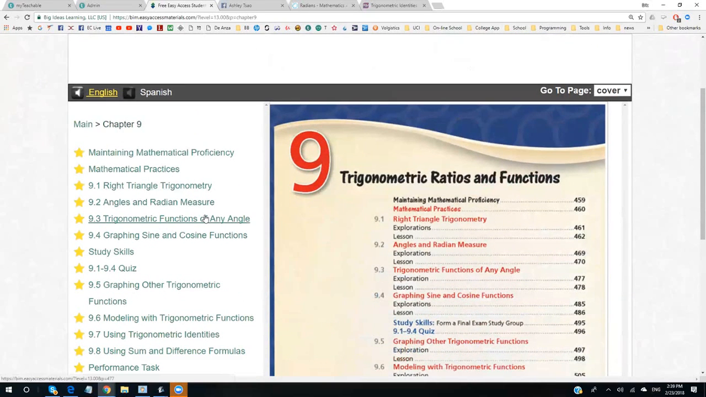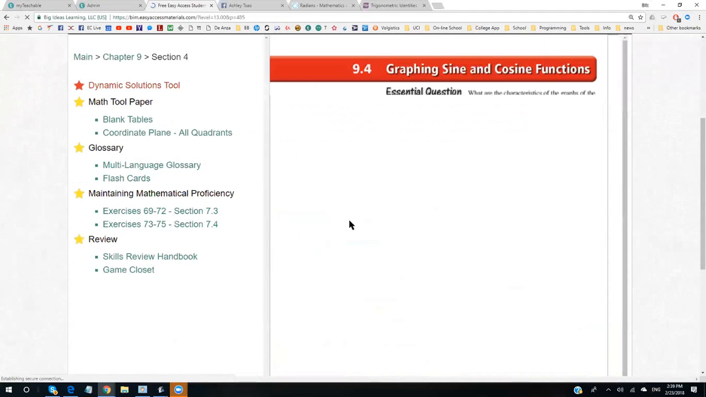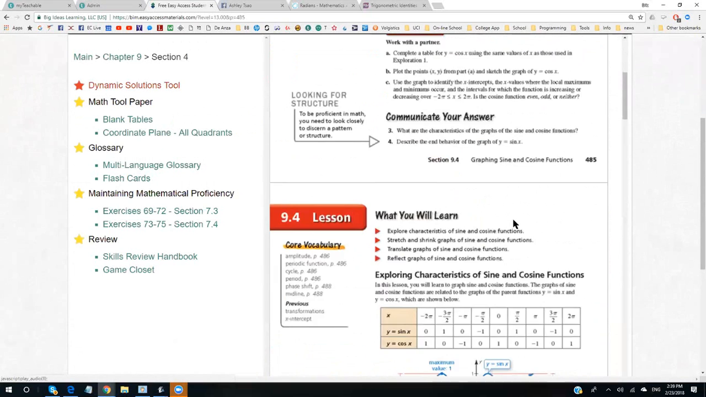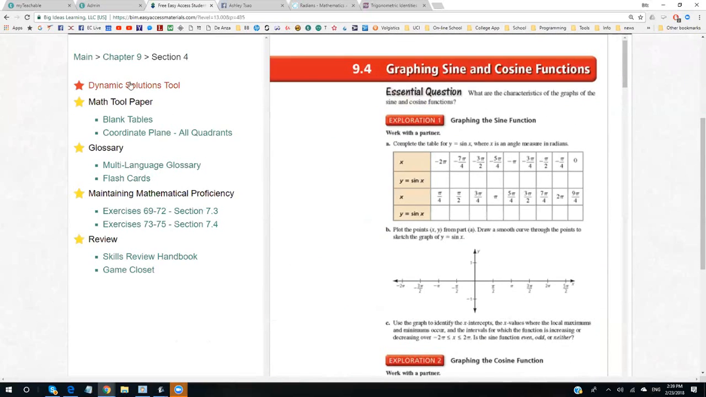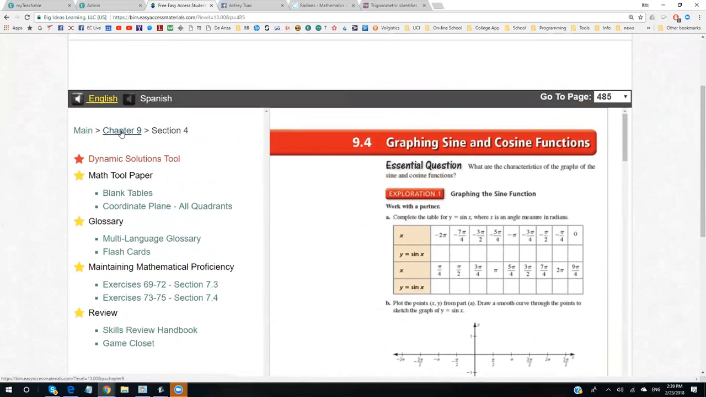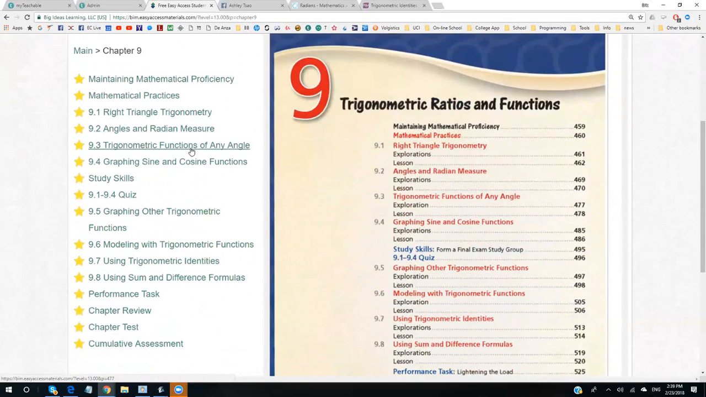And then next time you finish the blue book I gave you. Now the next one is graphing sine and cosine functions. This guy next time. We finished up to 9.3. 9.4 next time, we talk about this graphing part. Is the graphing part harder? No, I don't think so.